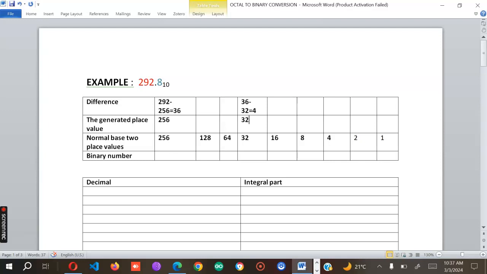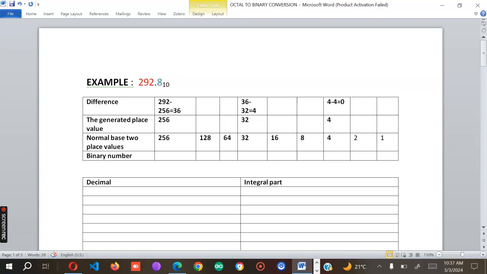The remainder that you get is 4. So you check the number that is near or equal to 4, and it is 4. 4 minus 4 is equal to 0. So the generated place value is 4 in our case. That is the end of our working.